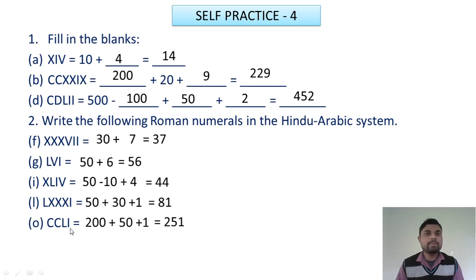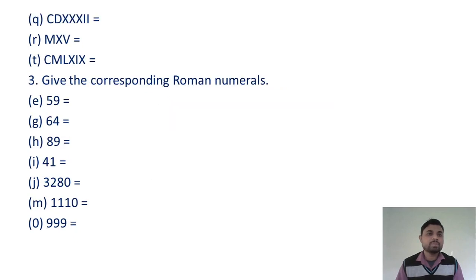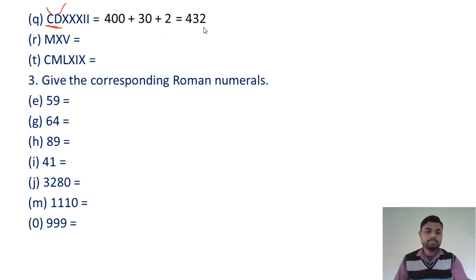I hope you have learned it properly. Next, CDXXXII. Dear students, D means 500. C is on the left hand side, so we'll do subtraction. C means 100. So CD means 500 minus 100. So 500 minus 100 what? 400. And here XXX means 30, and II means 2. So it will be 432. Okay.